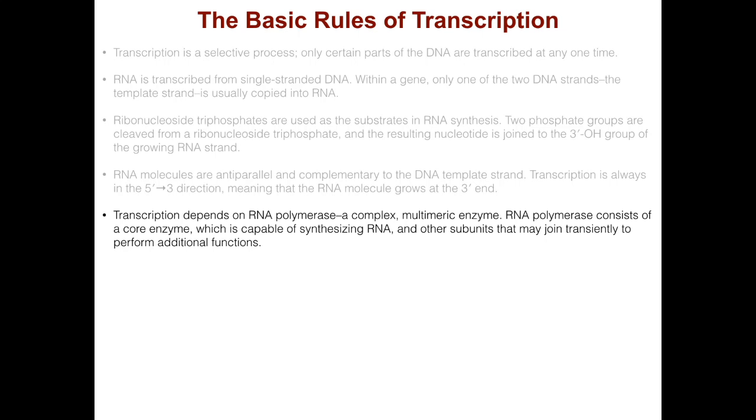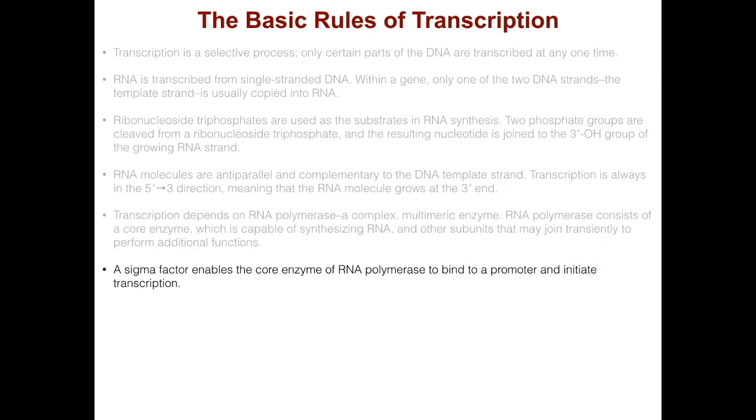Transcription depends on RNA polymerase, a complex multimeric enzyme. RNA polymerase consists of a core enzyme which is capable of synthesizing RNA and other subunits that may join transiently to perform additional functions. A sigma factor enables the core enzyme of RNA polymerase to bind to the promoter and initiate transcription.